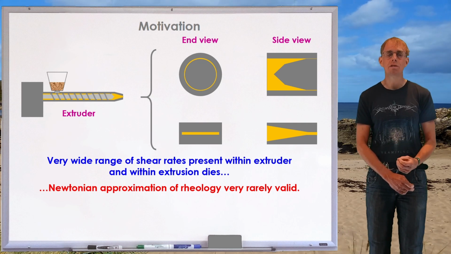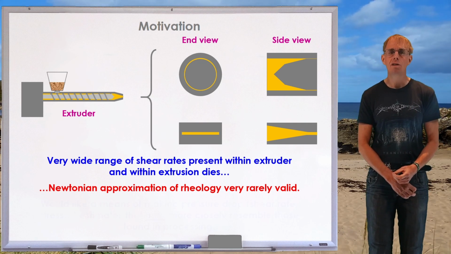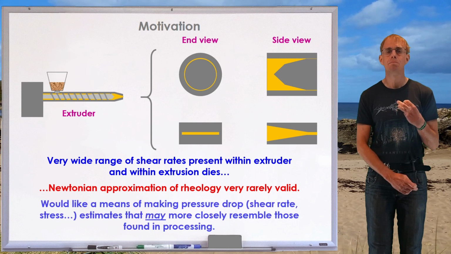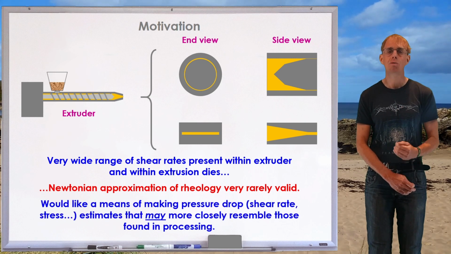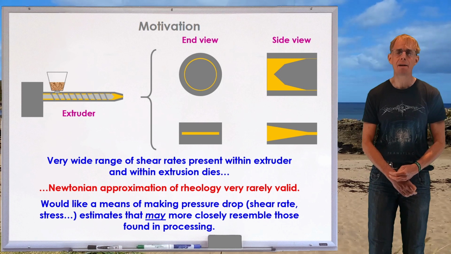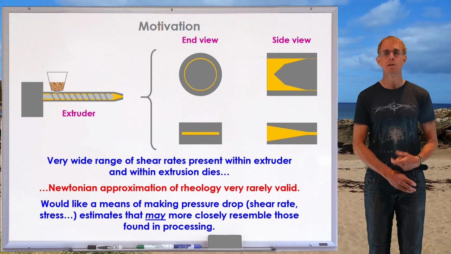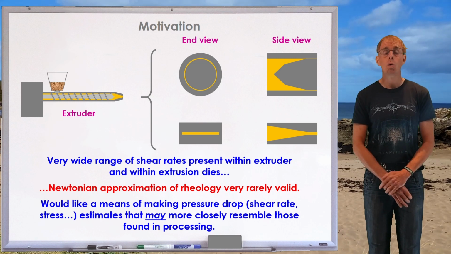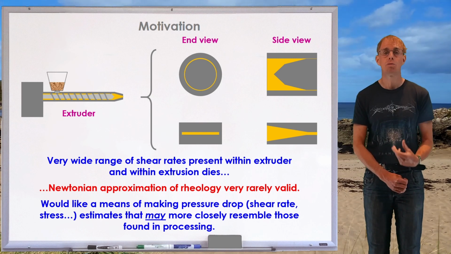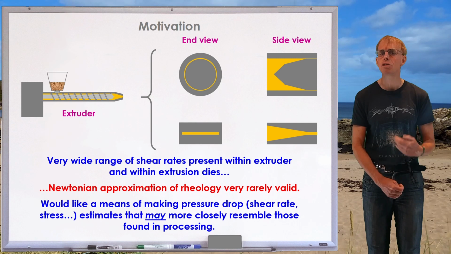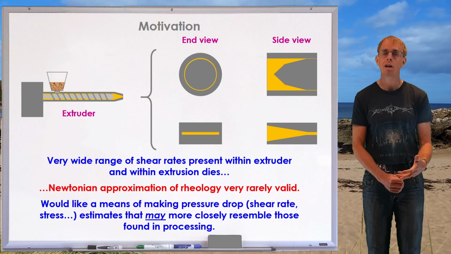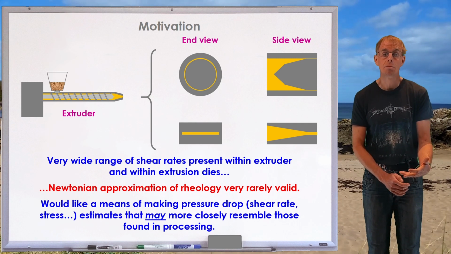And so what we want to be able to do is to try and get a little bit more of a realistic model of what might be going on. Why might we want to do that? Well, we might, for example, want to estimate the pressure drops through an extrusion die. Or we might want to look at the shear rates within an extrusion die, because we might have a shear-induced crystallization process that happens, but only above a certain shear rate.